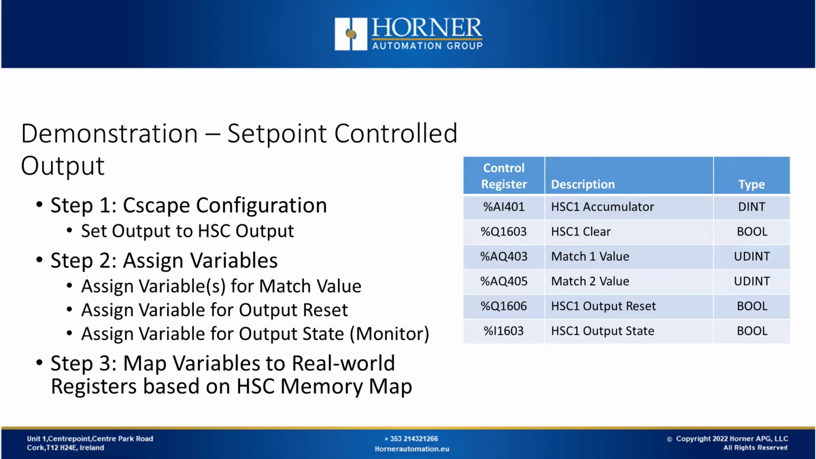Let's do a demonstration for the setpoint control output. We're going to start with the configuration again. Next, we're going to assign our variables, but in this case, I want to assign variables for my match values. I want to assign variables for my output reset so I can clear that high-speed output after I set it to a match function. And I also want to assign a variable so I can monitor the current status of that match value. I'm also going to find the accumulator value for the high-speed counter I'm using so I can monitor that on the screen as well.